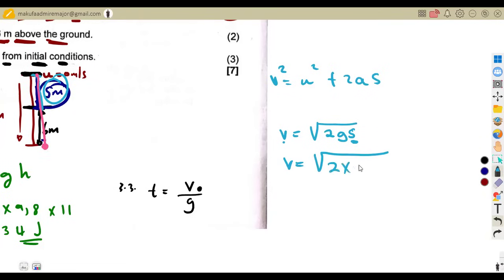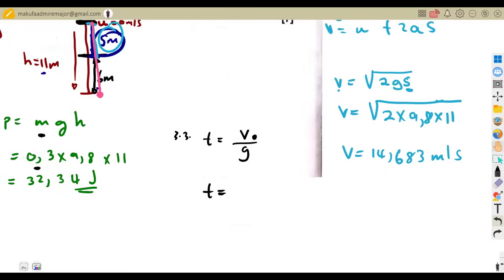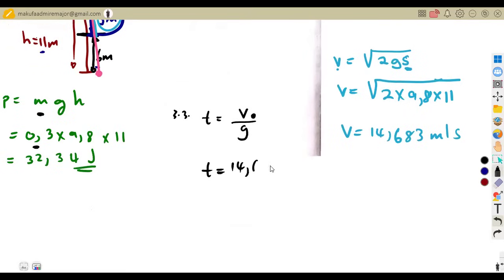The square root of 2 times 9,8 times S, which is our displacement. Now it's 11 meters. To hit the ground, we have to cover 11 meters. That gives us the velocity of 14,683, something like that, in meters per second. With this velocity, we can calculate our time, V over G. So that is 14,683 over the gravitational acceleration of 9,8. It gives us the time, and that is 1,498 seconds.